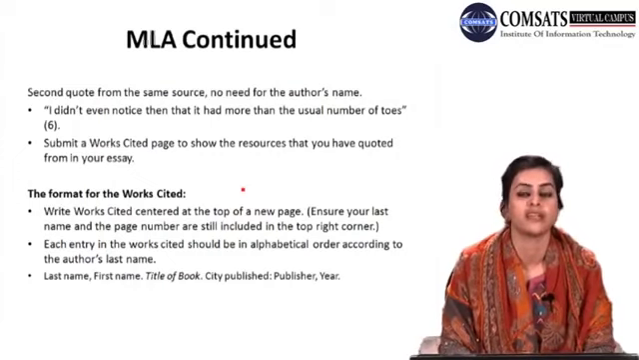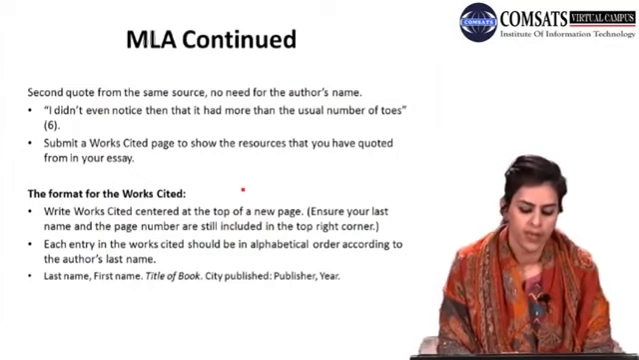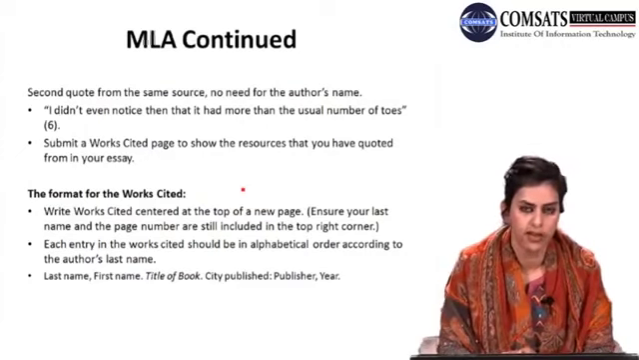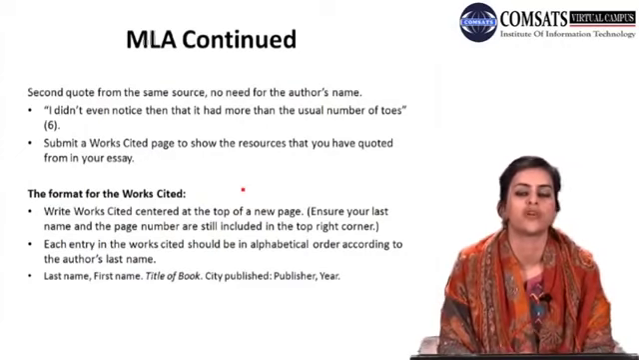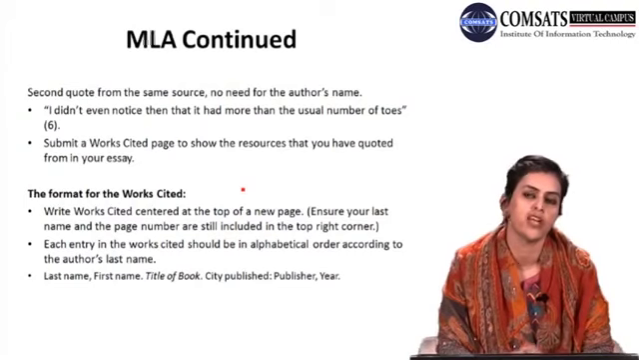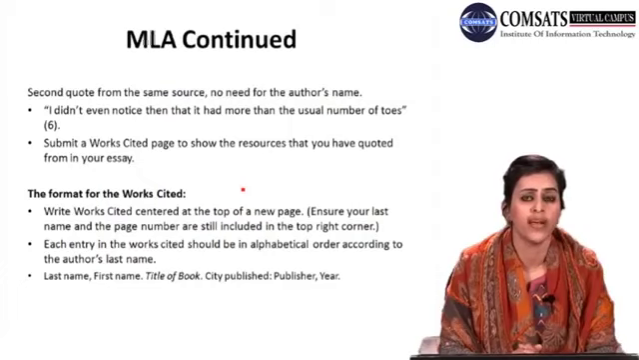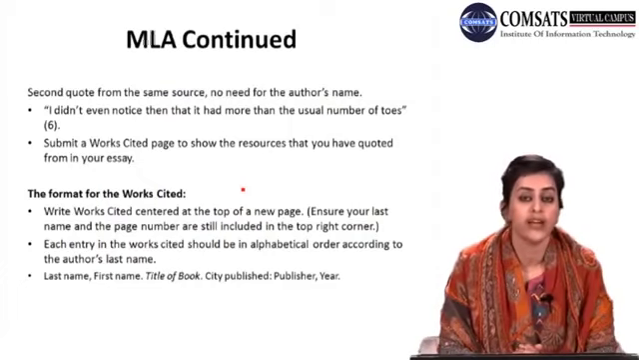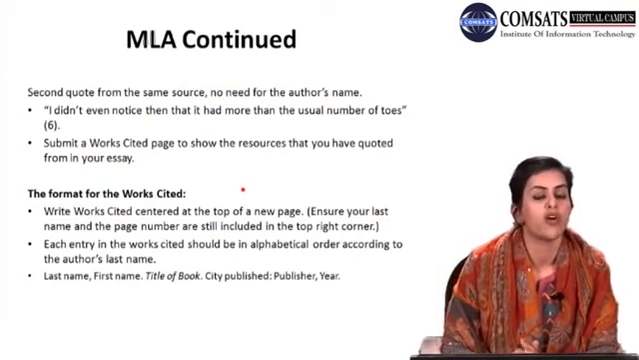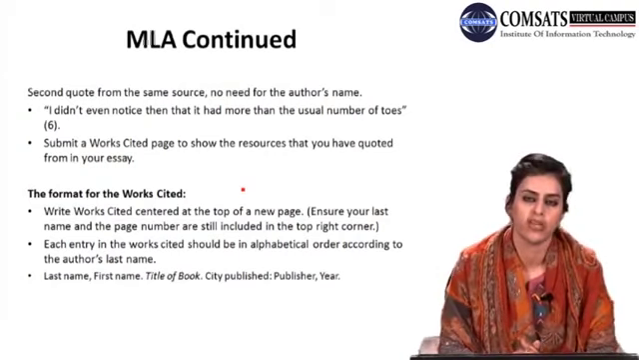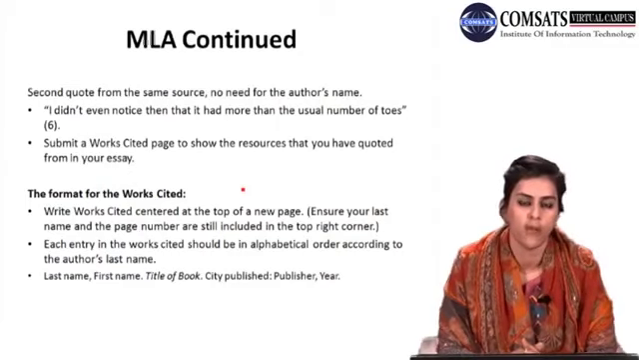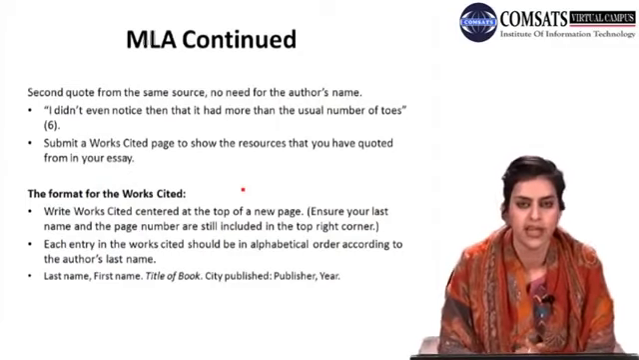Then the title of the book, that is always italicized. That is to be followed by again a full stop. Then the city published, whatever city in which the book was published, you will find it on the first page of the book. That is to be followed by a colon. Then you write down the name of the publisher, the company or any publishing agency. That is to be followed by a comma, and the year in which it was published, followed by a full stop. So this is how you write the MLA style.